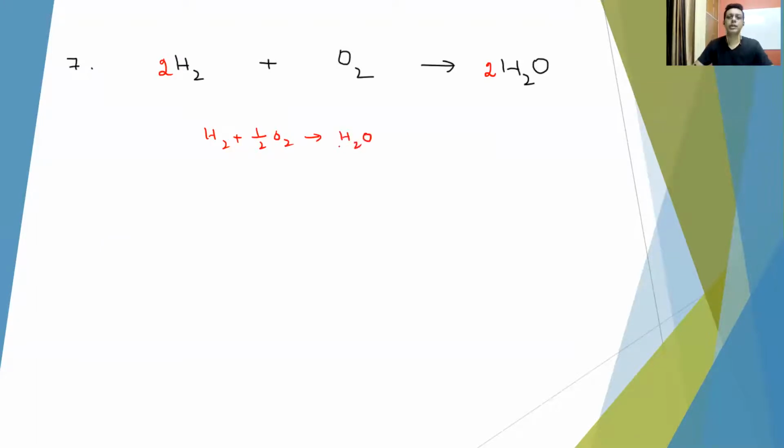Now some people say this half cannot be written, but writing half is absolutely correct because this coefficient here indicates the number of moles, not the number of molecules. And the number of moles can be half also or any number.